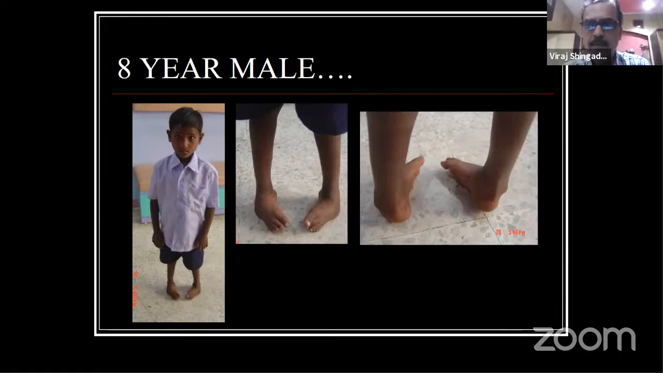I agree with you, Mohan. Suppose they agree with you, then what will be your treatment in this 8-year-old child? Yeah, I would do Ponseti casting, same thing like what Tim discussed.